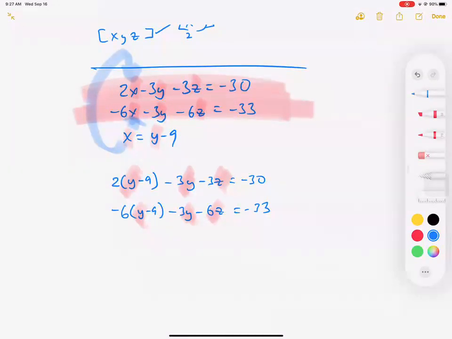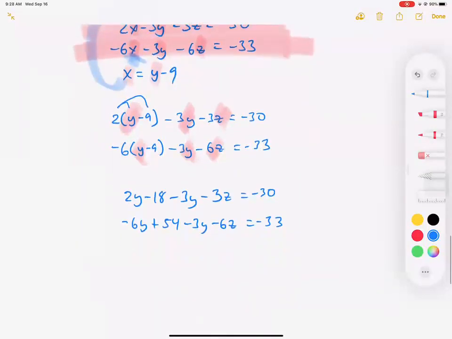So let's go ahead and simplify the problem. Multiply by 2, multiply by 2. You guys can actually save time if you want by just multiplying by 2 here. So we're going to write 2y minus 18 minus 3y minus 3z equals negative 30. Second part, negative 6y plus 54 minus 3y minus 6z equals negative 33. Some of you guys might be saying, that's all I'm writing. You're right, because this is a harder problem. There's more work to show. A lot more things can go wrong.